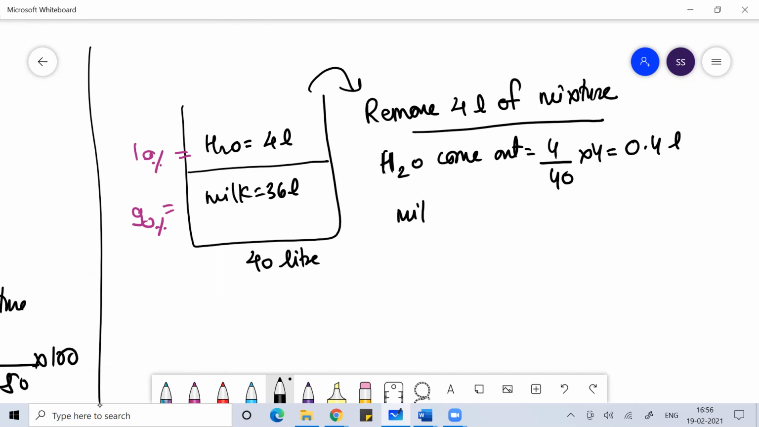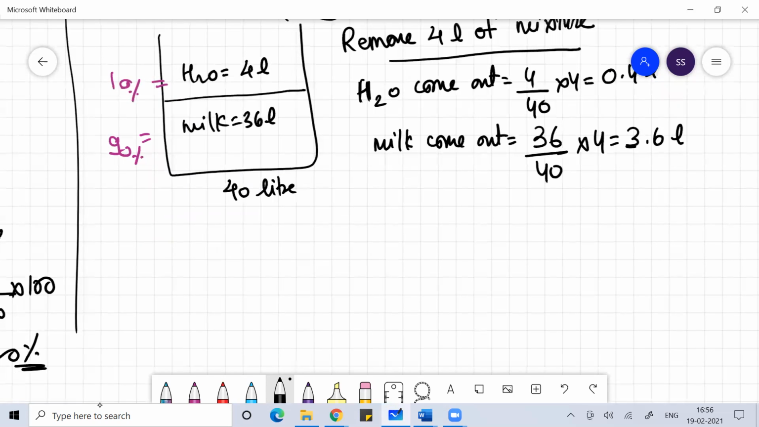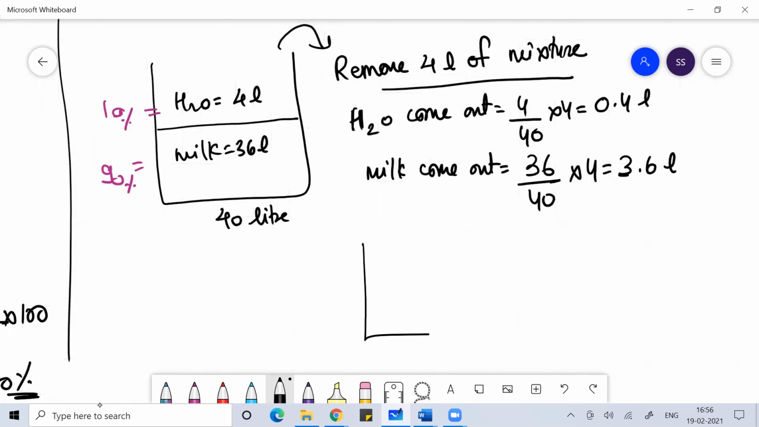How much milk will come out? The milk that comes out would be 36 by 40 into 4. So 3.6 liters of milk will come out. Okay. So now how much is left? You removed 4 liters.